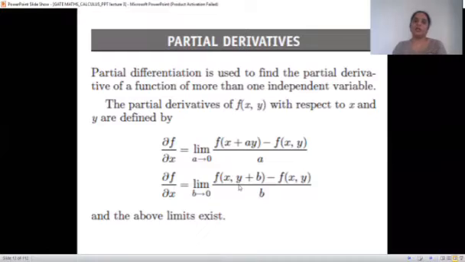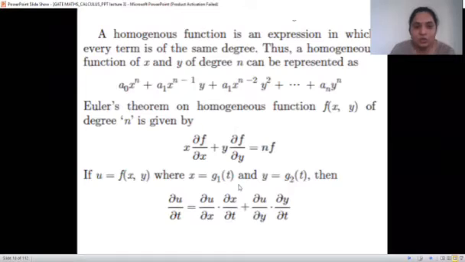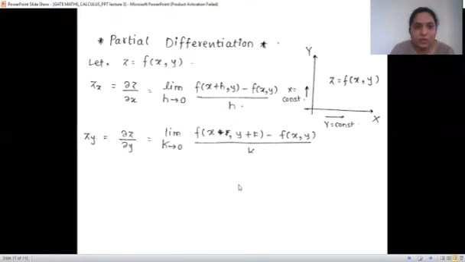Partial derivatives. We know it very well: dou f by dou x, dou f by dou y, where there are two or more variables. Suppose z is a function of x and y. Then dou z by dou x is defined as limit h tends to 0 of f of x plus h, y, minus f of x y, upon h. If taking derivative with respect to x, only x will change. And dou z by dou y is limit k tends to 0 of f of x, y plus k, minus f of x y, upon k, where y changes.